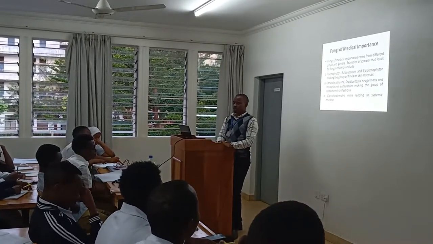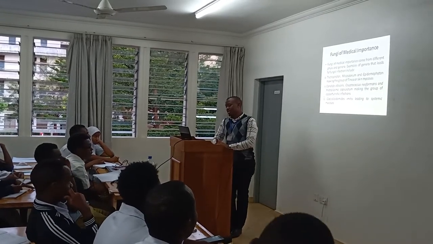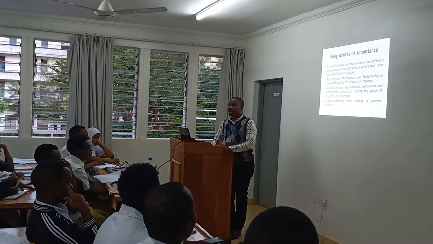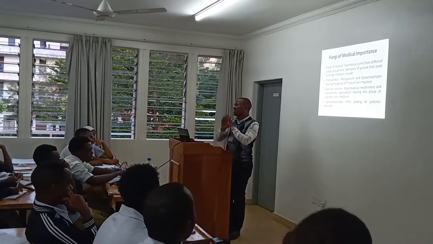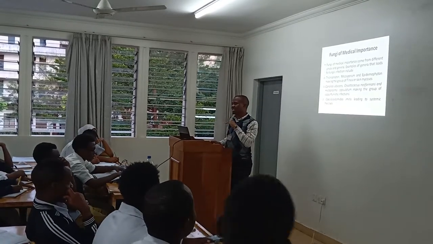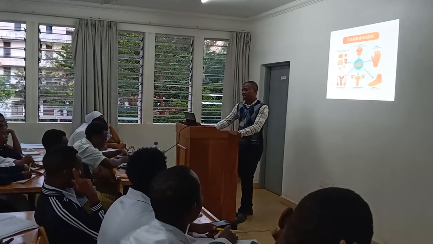Normal flora. So we have another type here, which is called Coccidioides immitis, leading to systemic mycosis. When I say systemic mycosis, it means that this goes even into your bloodstream, where it can affect various organs, the heart, the kidney, every area in your body. So that is called a systemic infection.